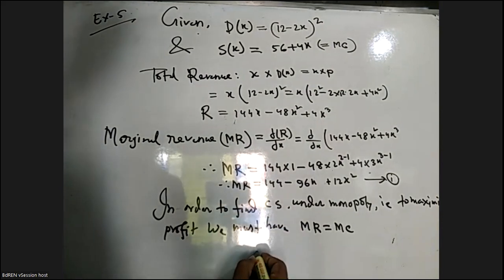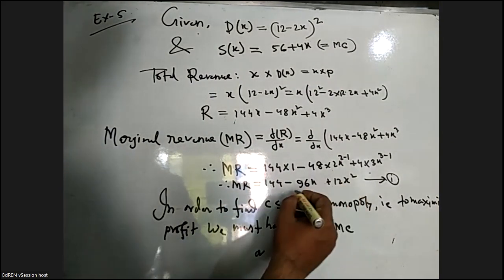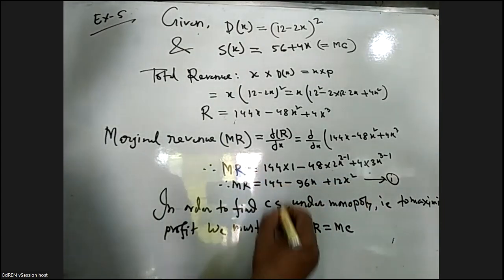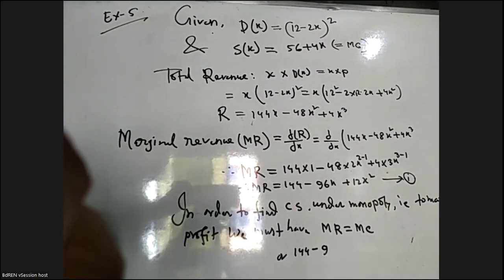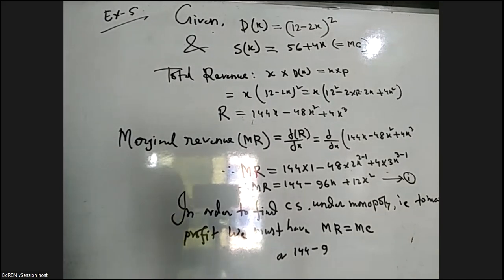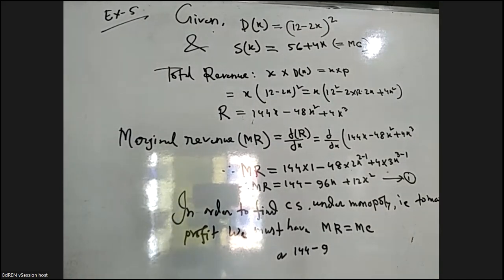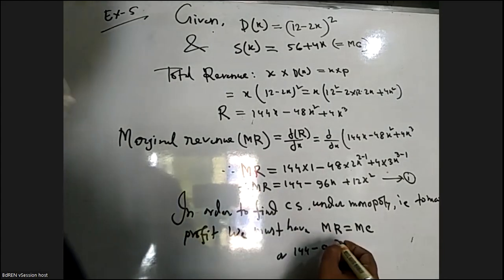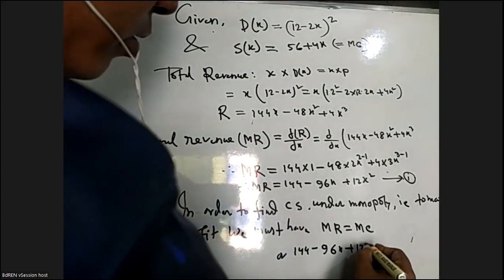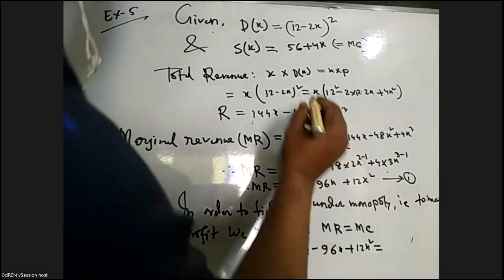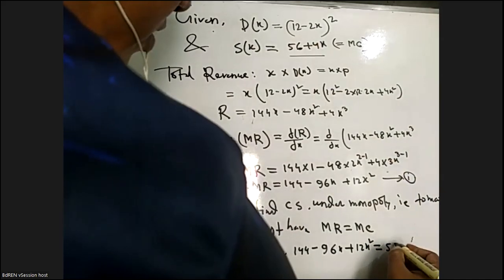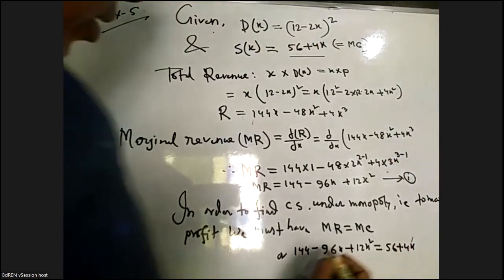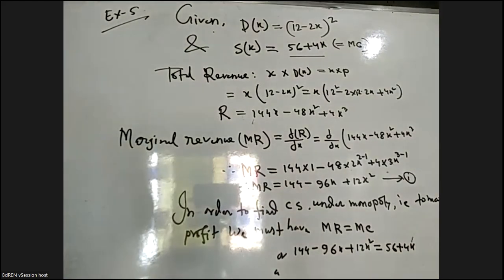So using the condition, marginal revenue equals what? We can write marginal revenue: 144 minus 96x plus 12x square. This equals marginal cost, identified by the supply function. That means 56 plus 4x.